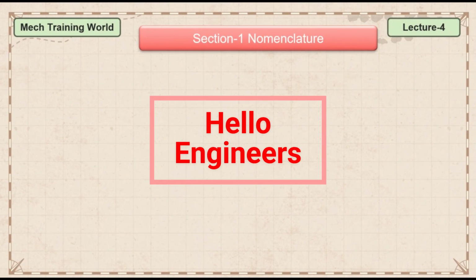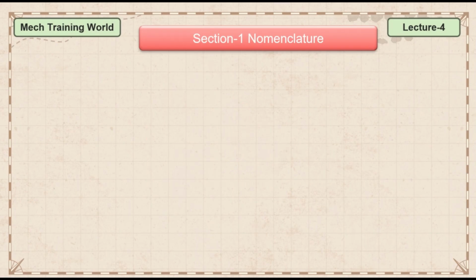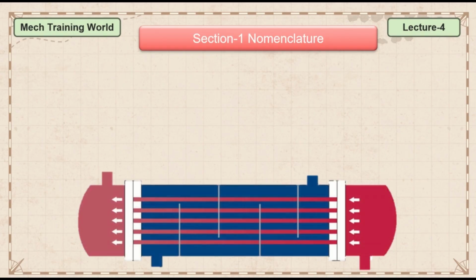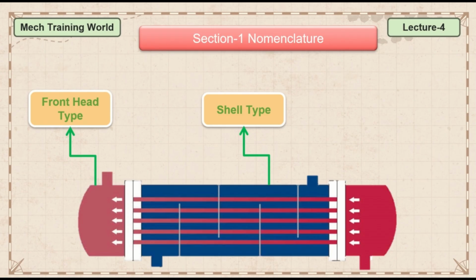Hello engineers. Today we are going to discuss section 1 nomenclature from TEMA standards. To make naming of heat exchangers easy, TEMA has divided the heat exchanger into three parts. The first segment is the front head type, which is located on the left hand side of your heat exchanger. The middle portion is the shell type, which can have various variations. And finally, the rear head type, which is located on the right hand side of your heat exchanger.